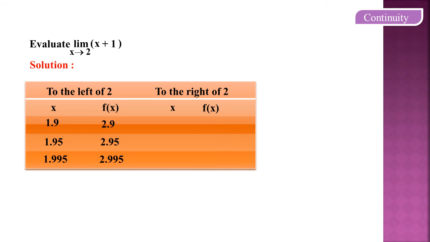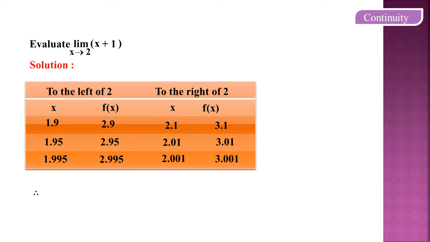Now let us understand right of 2. I am choosing 2.1 and the output is 3.1. 2.01, 3.01. 2.001, 3.001. So as x is approaching 2 from the right hand, f of x is approaching 3. So what can we say about this limit of the function?